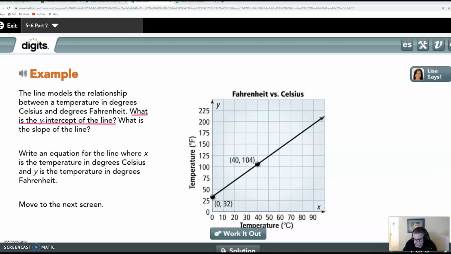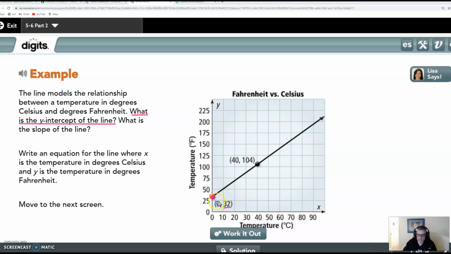So my y-intercept is simply this point right here, right, where the line crosses the y-axis. Now, you can't really tell from the scale what this point is, right? It's somewhere between 25 and 50. But luckily, they tell us. They say, hey, this is the point (0, 32).